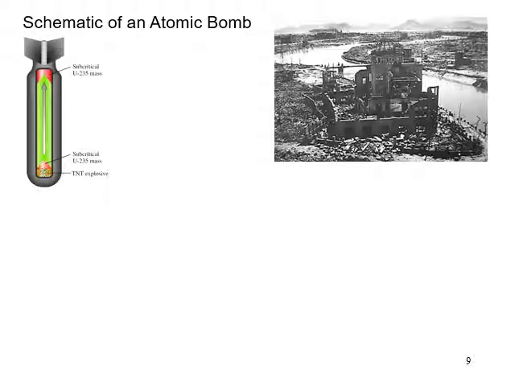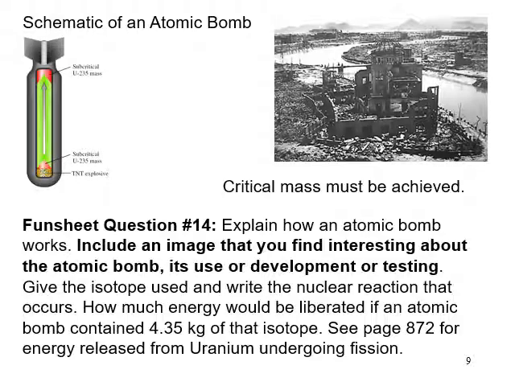Let's talk about an atomic bomb. An atomic bomb was created for a big, huge explosion in a small mass, and it was created out of uranium-235. I have a picture here of one of the buildings that was left after one of the bombings in Japan in World War II. This building is actually still there. They made it into like a museum or something like that. So in order for an atomic explosion to occur, that critical mass must be achieved.